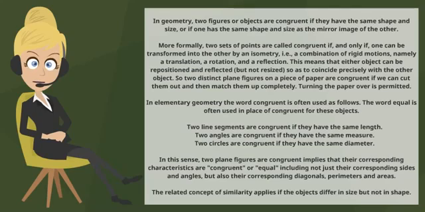In this sense, two plane figures being congruent implies that their corresponding characteristics are congruent or equal, including not just their corresponding sides and angles, but also their corresponding diagonals, perimeters and areas. The related concept of similarity applies if the objects differ in size but not in shape.